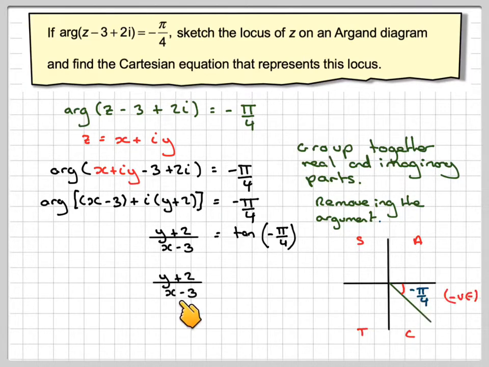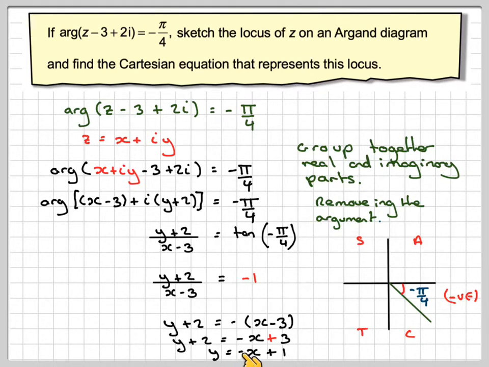So we're going to have y plus 2 over x minus 3 is equal to minus 1. Take this x minus 3 up here, so we get y plus 2 is equal to minus x plus 3. And then we get that y is equal to minus x plus 1.